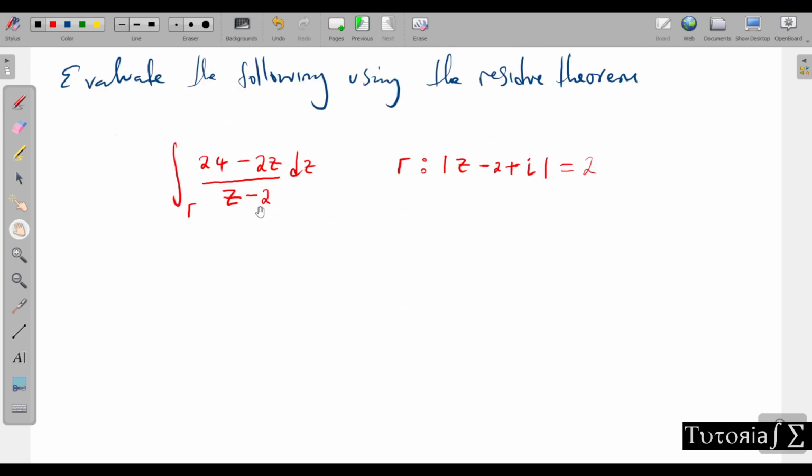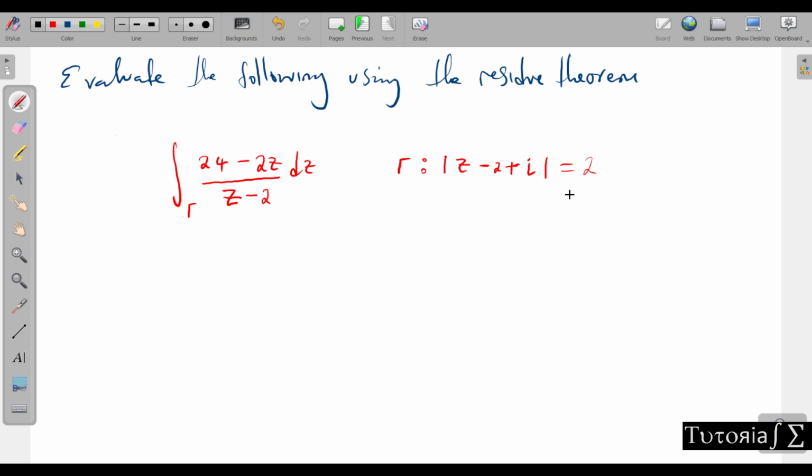All right, so let's look at an example here. We want to evaluate the integral of (24 minus 2z) dz divided by (z minus 2). This entire thing is our f of z, and this is our region of integration. You are always going to have a region of integration for contour integration. So the first thing you need is to sketch this region of integration.